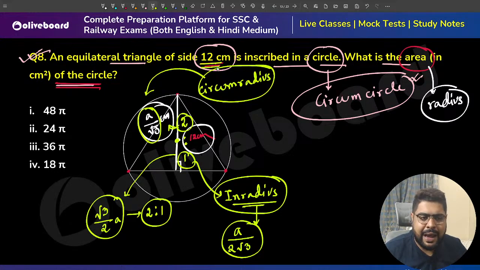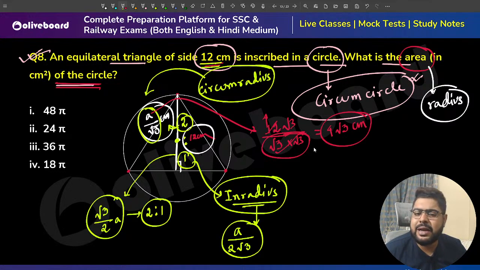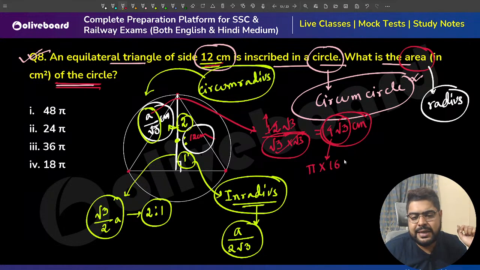Now I know a is equal to 12 in this question. So just put the value. It will be 12 divided by √3, sir. Now I need to multiply by √3 into √3. This is 3, so 3/4 of this. So definitely 4√3 centimeter is the circumradius. So area will be pi into r square. R square means 4√3 square, 16 into 3, that is 48 pi.